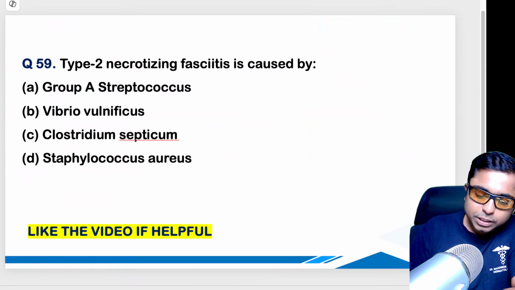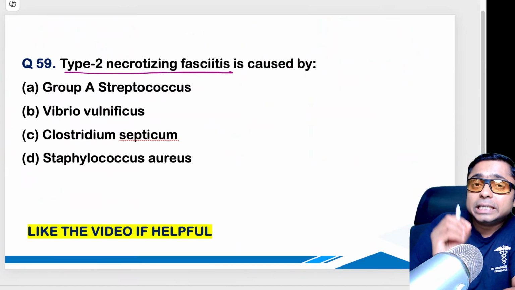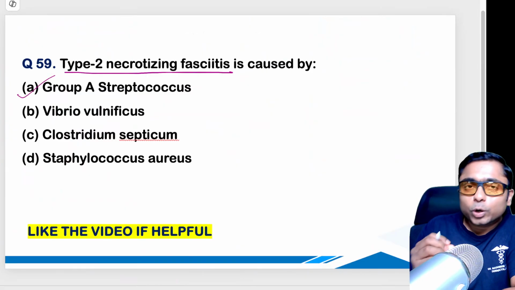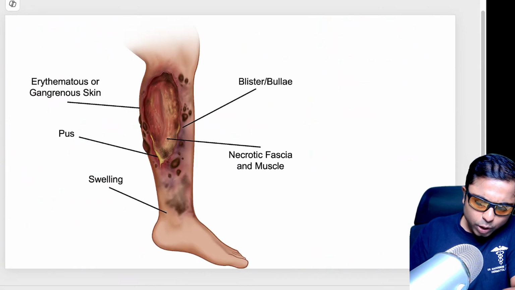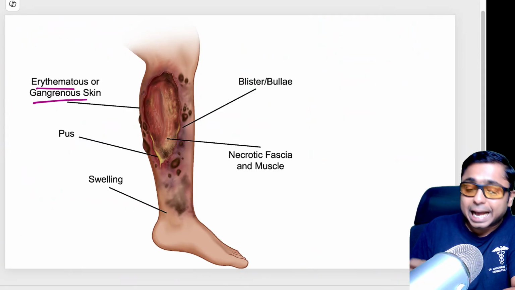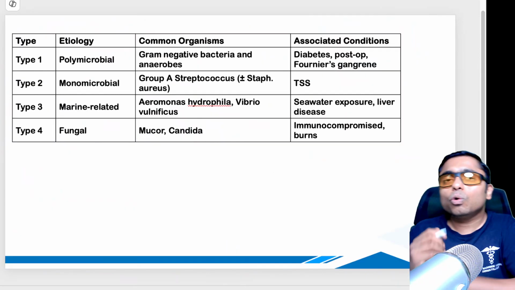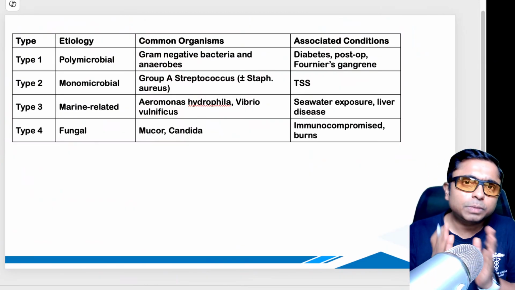And this is the next question. You need to identify what type 2 necrotizing fasciitis is caused by. The answer here is group A streptococcus. So you need to know how necrotizing fasciitis presents. It is a fatal condition, so patients present with erythematous gangrenous skin, and blisters and bullae can also be present. And there are 4 types of necrotizing fasciitis which you must remember.